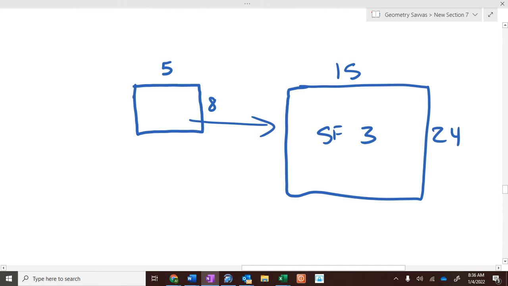Okay? So, what's the area of this one? What's 5 times 8? 40. You might need a calculator for this one. What's the area of this one? 24 by 15.